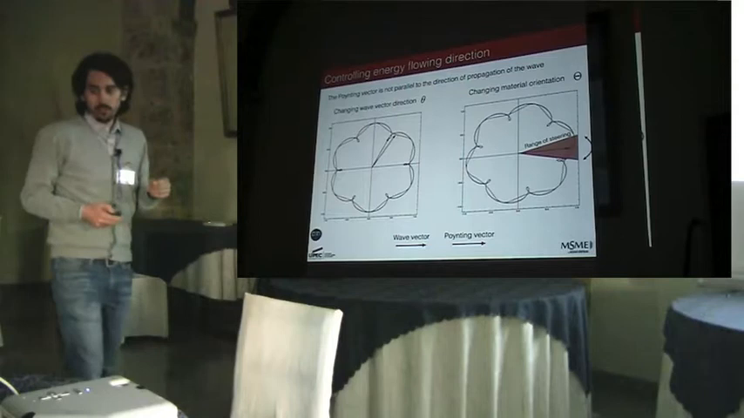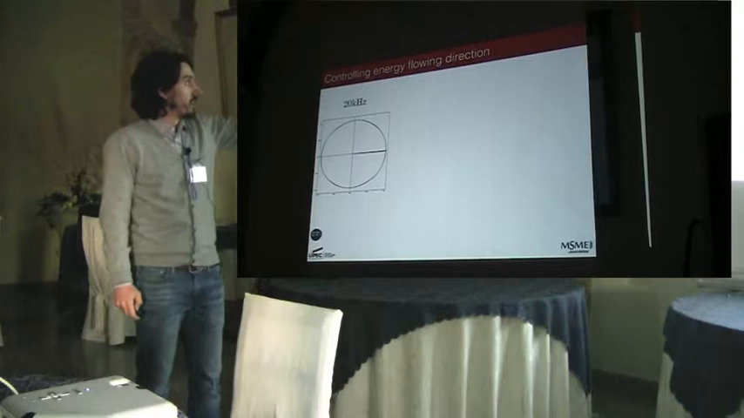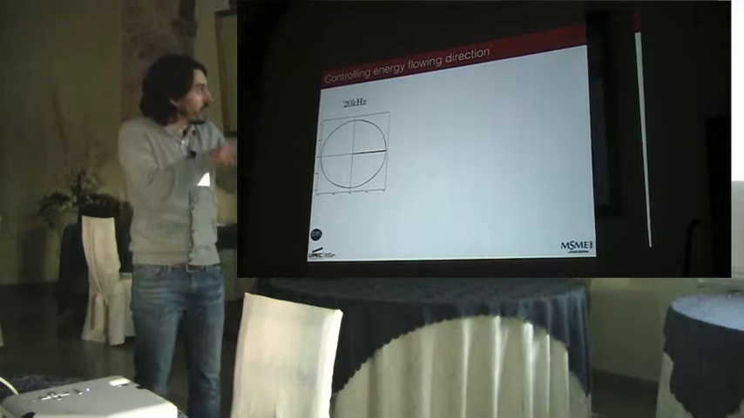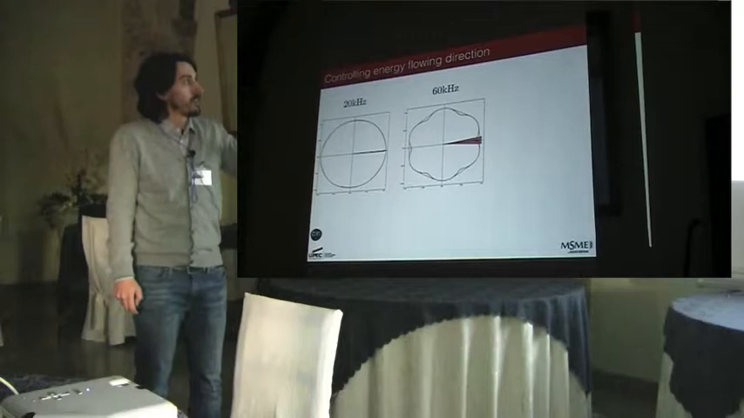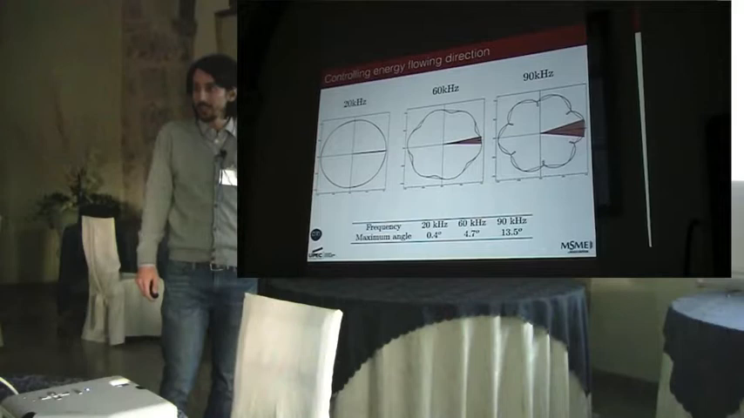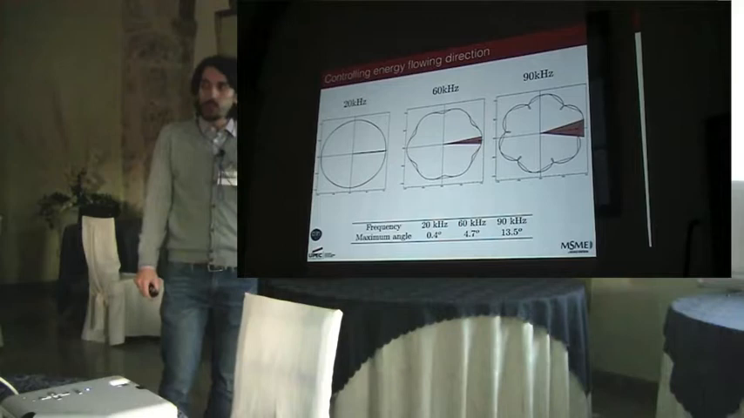Of course, I can show you what happens at different frequencies. This is 20 kilohertz, it's almost isotropic. This is moving, but it is a circle, so the range of steering is very small. At 60 kilohertz it is a bit higher, at 90 kilohertz it is higher. So the continuum model, for instance, is needed to compute these values. They are the maximum values of the steering of the pointing vector.